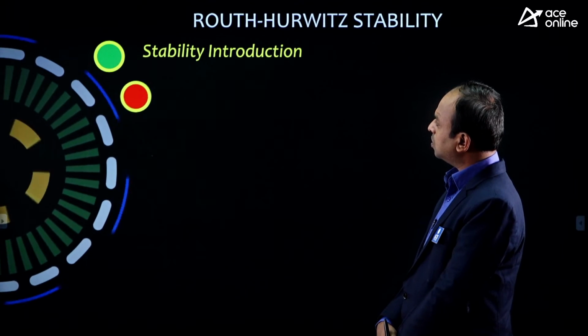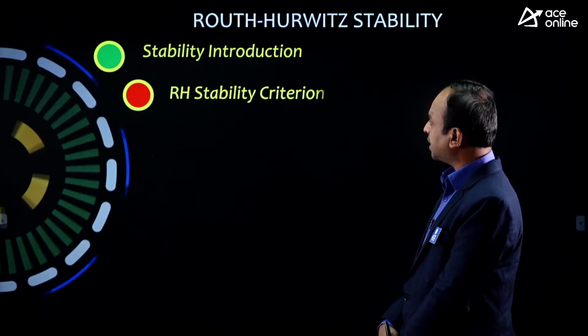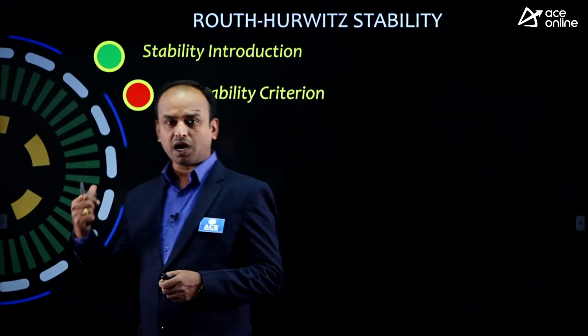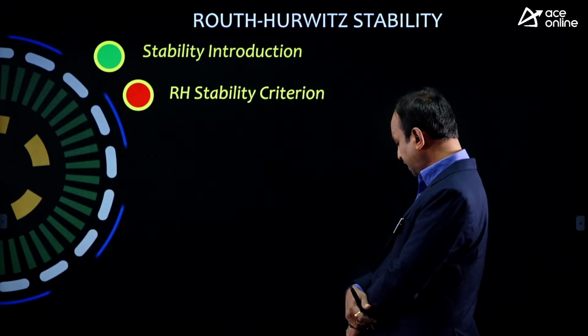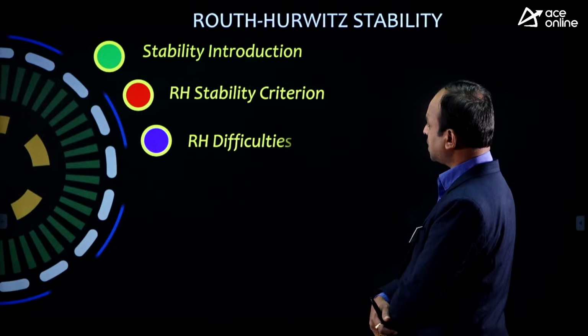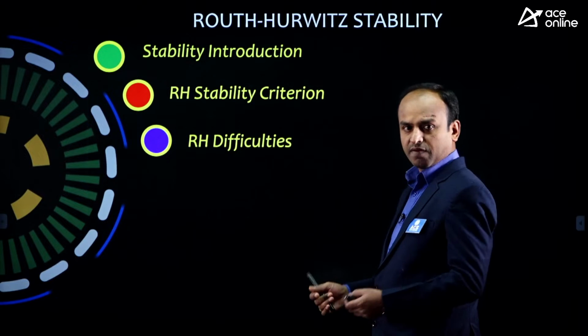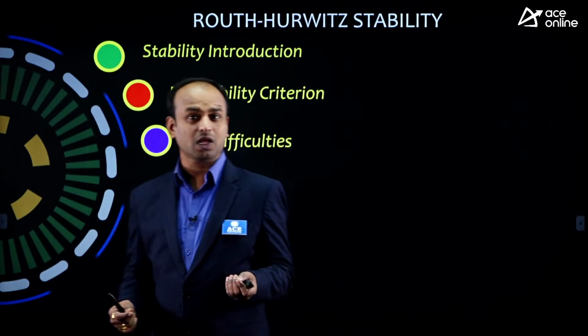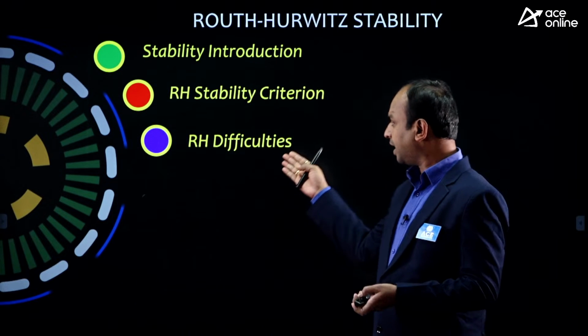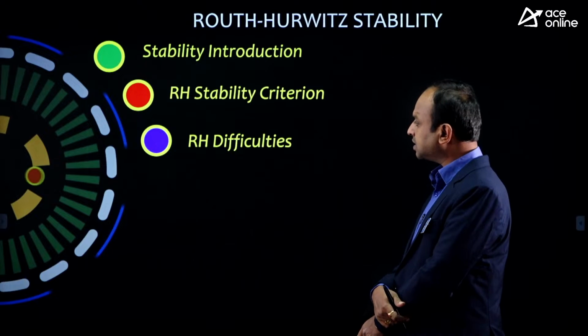After this, RH stability criteria. To comment that the system is stable according to RH, what are the stability conditions? Next, RH difficulties. If the first column element is 0, what happens? What are the rules? If an entire row is 0, what happens? Those things we will discuss under RH difficulties.